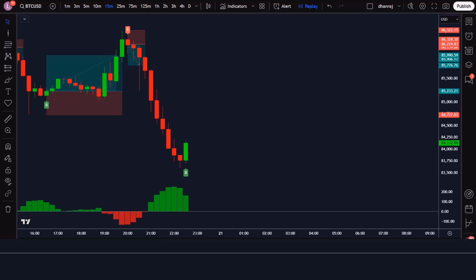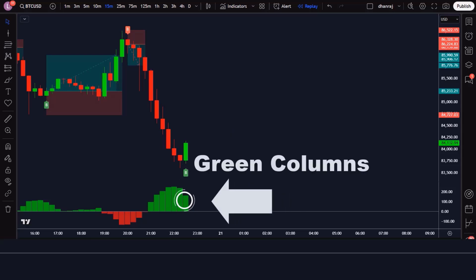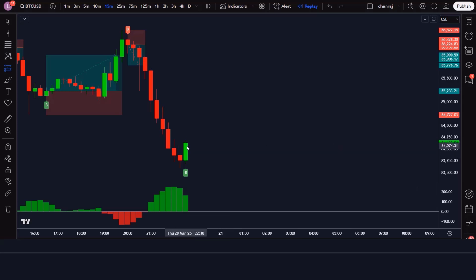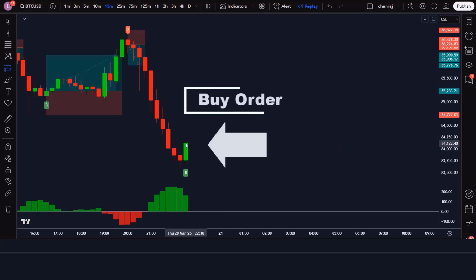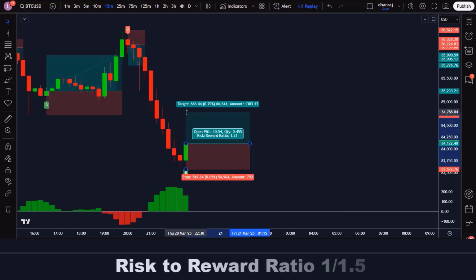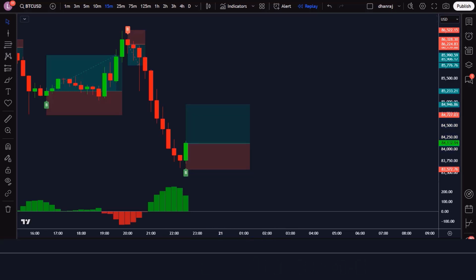We have got the signal. Here the Bollinger Bands Deviation indicator gives us a buy signal. Here the Absolute Price Oscillator green comes. Here the market has made a bullish candle to give confirmation. So all our conditions are being fulfilled, so we are placing an order to buy. Our stop loss is to be placed at the previous low of the market. And the risk to reward ratio will be 1:1.5. Let's see what happens to our trade.